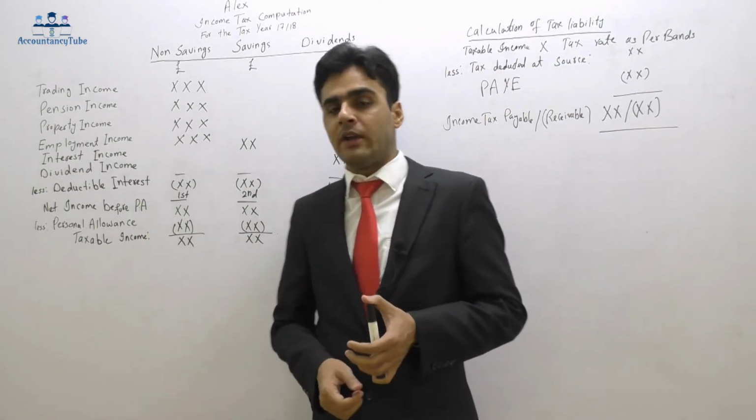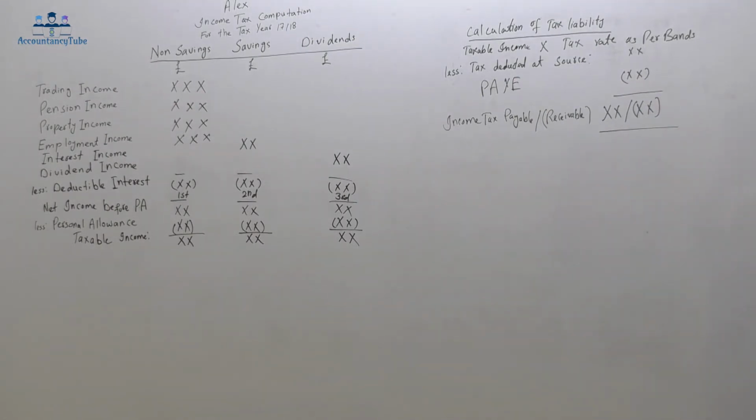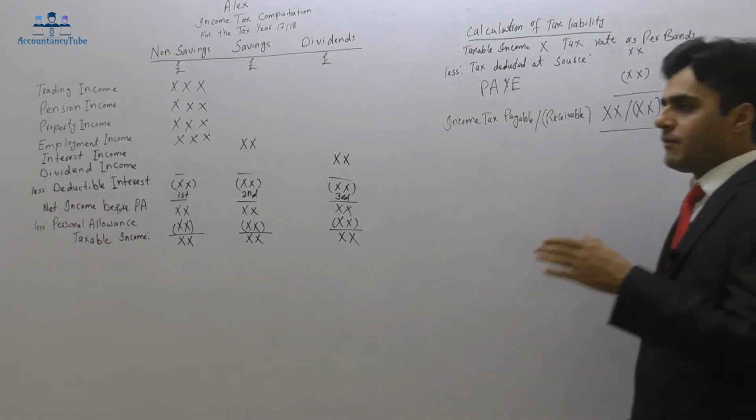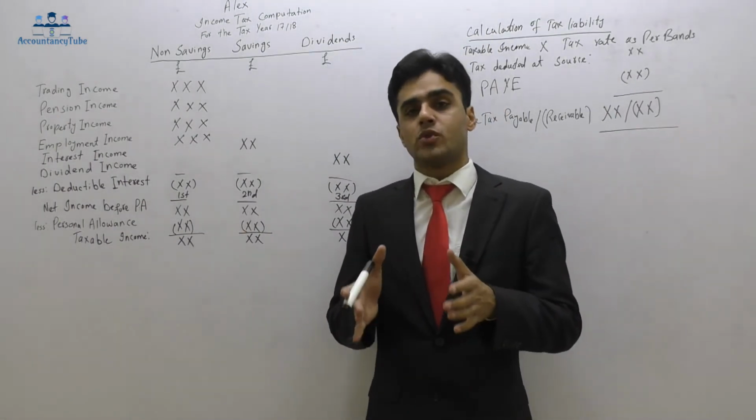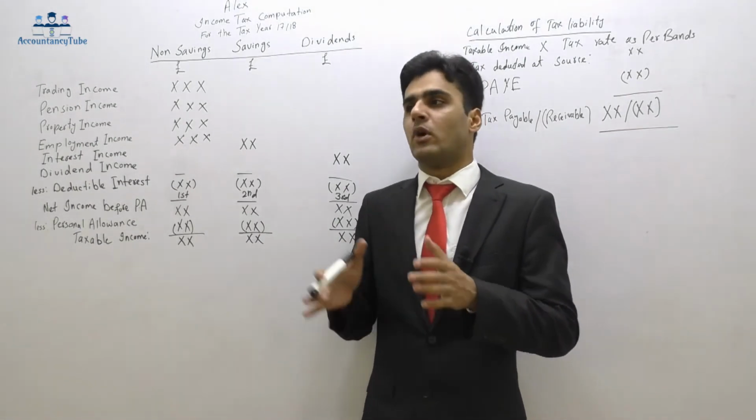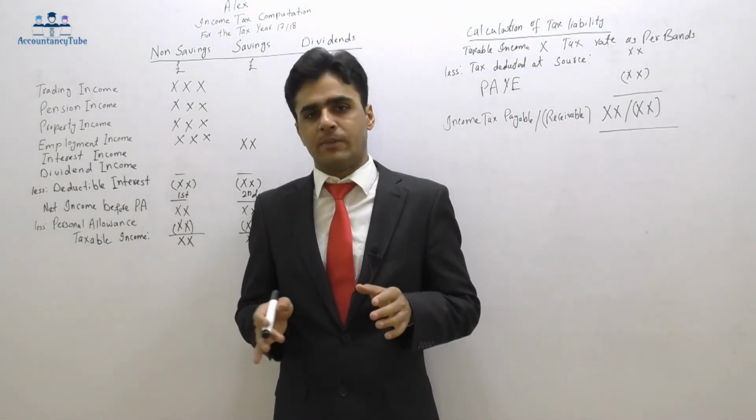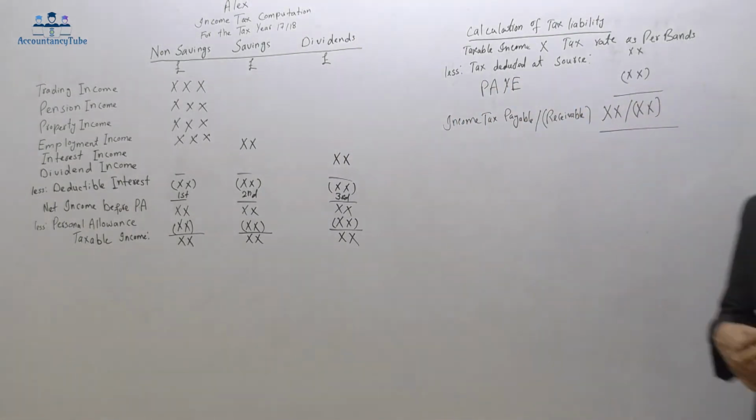Next thing is to understand what the personal allowance is. In the UK, up to 11,500, you don't have to pay any tax. So every individual living in the UK is allowed to earn up to £11,500 before you pay any tax. So up to 11,500, you don't have to pay any tax. Alright? So that is a personal allowance, a personal exemption.